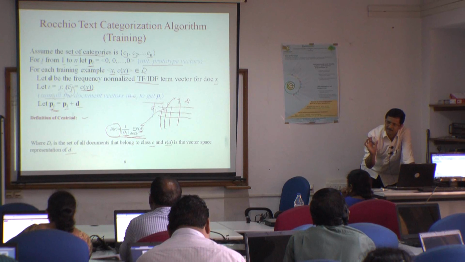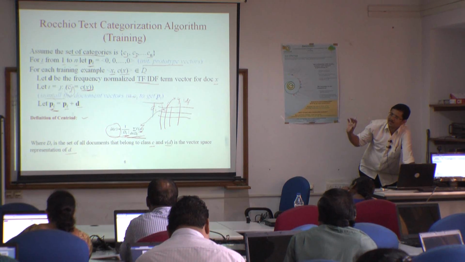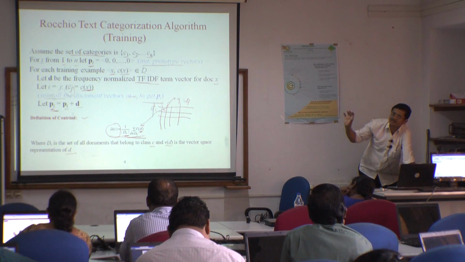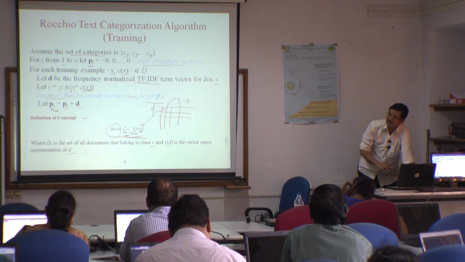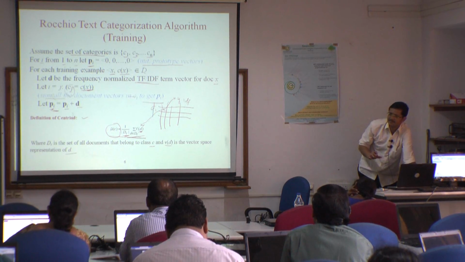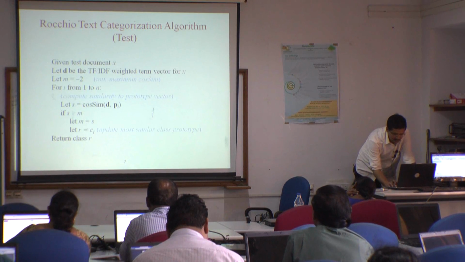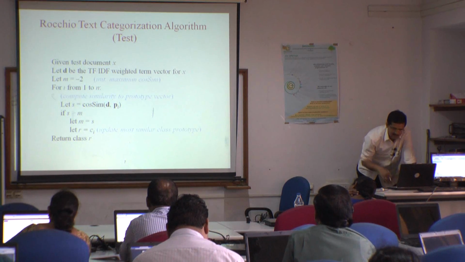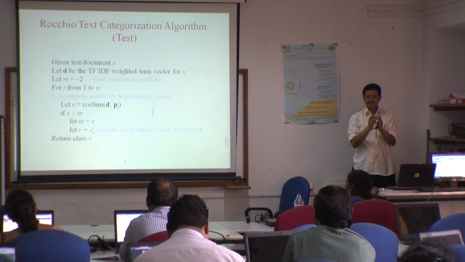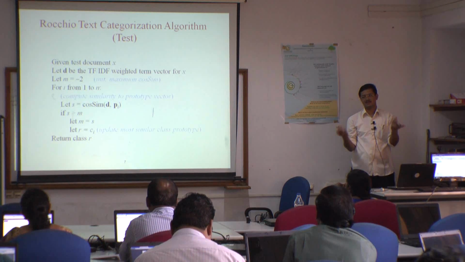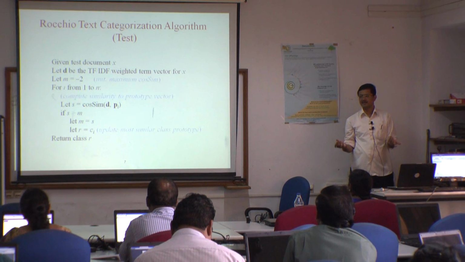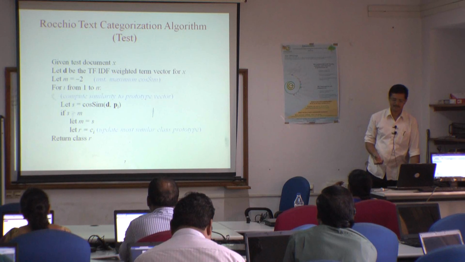This is the training phase. I already explained that the role of the training phase is just to calculate the centroid of the given set, and this is the process to calculate the centroid of the given set. Now the test phase. The test phase is just to check how similar the given documents are to the centroid, and then assign the category. So this is the test phase.